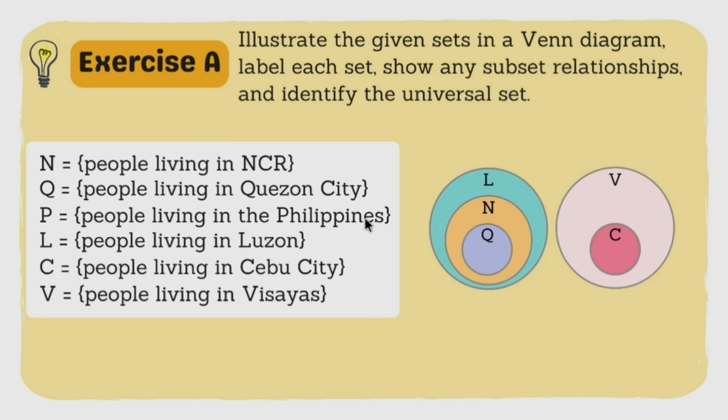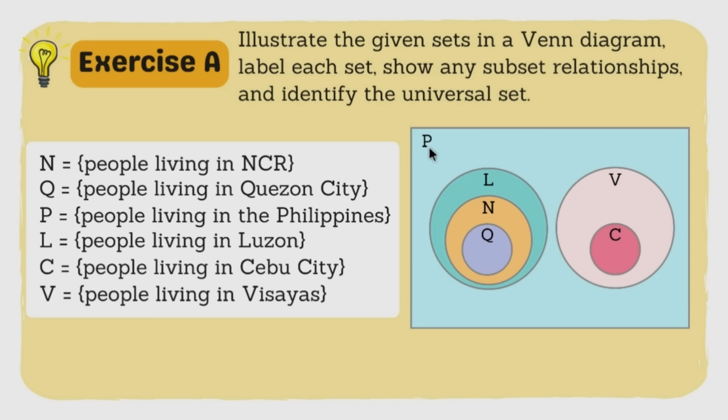And lastly, saan natin ilalagay itong people living in the Philippines, set P? Ito na po yung magsaserve na universal set natin. Okay, so all these sets belong to set P. Okay, so they are all under consideration. The universal set is the set of all elements na nandito sa ating context. So that's how you do it. Okay, that's how you make a Venn diagram out of these sets and subsets.